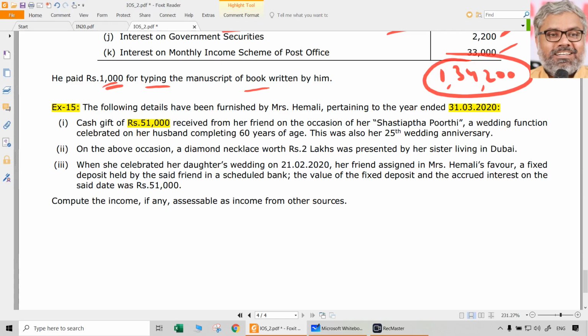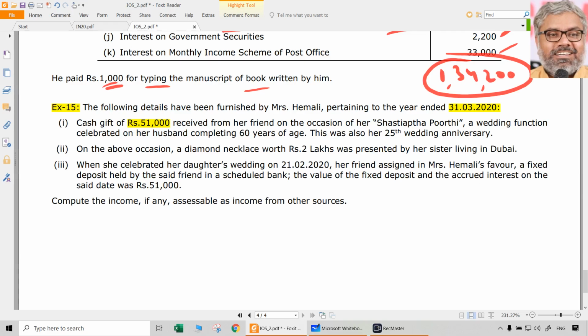All that story we don't care. It is not marriage, as simple as that. Wedding functions, wedding anniversaries are not marriages. So it will be taxable, the entire amount of 51,000. That is the first point.